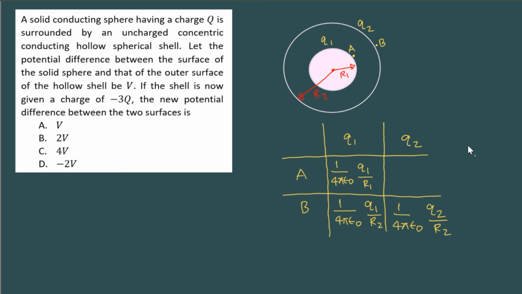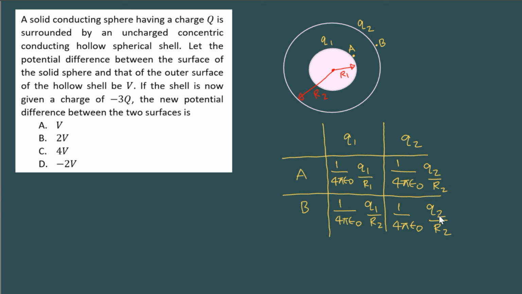Now, if you are looking at any point inside the outer shell, the potential due to Q2 will continue to be the same, because you don't have to do any work inside. So whatever potential Q2 generates at point B, it will generate the same potential at any point inside. So at point A, the potential due to Q2 will be 1 by 4 pi epsilon naught Q2 by R2. Just be very careful about R2 there.